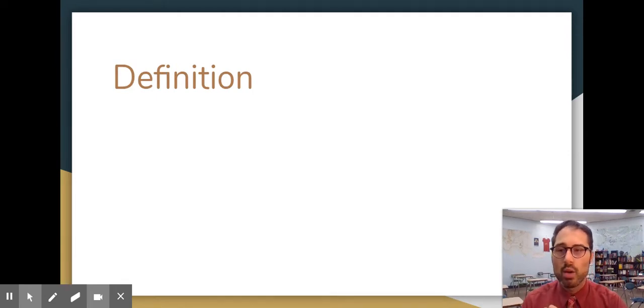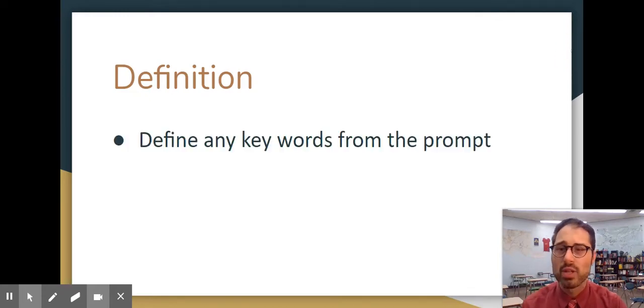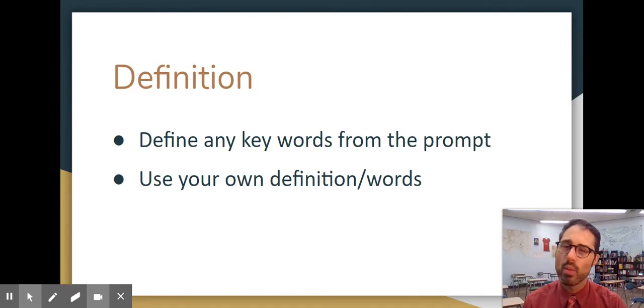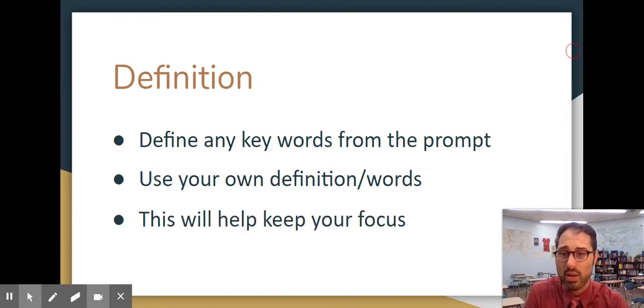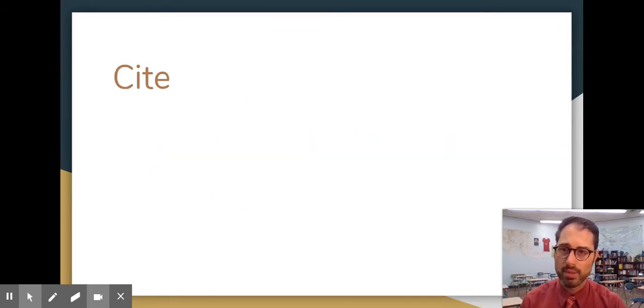The next piece, which does not appear in every constructed response, but if we're asking you to write about settings or characters or tone or mood or facts and opinions, we want to define any keywords from the prompt, from the question that you're writing about. We want you to use your own words. Don't just go to the dictionary and write a definition. Put it in your own words so it sounds like you. And this will help us keep our focus. If we're writing about characterization, you're going to define what characterization is, which will help us in our next steps.